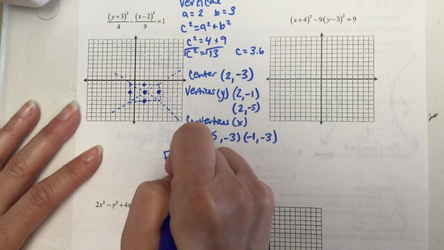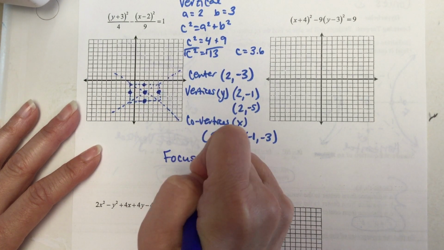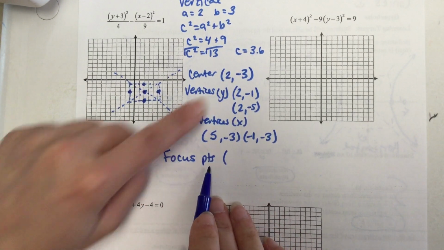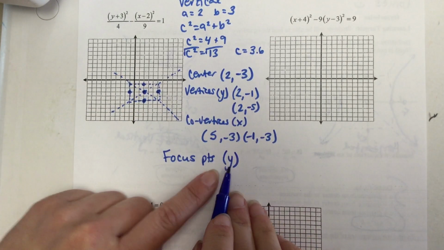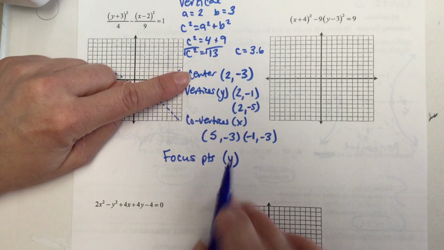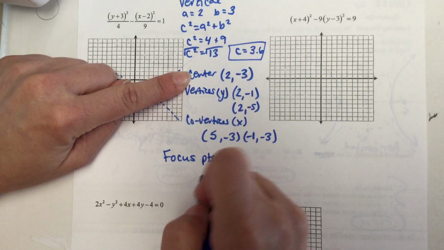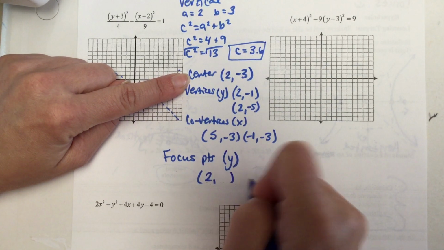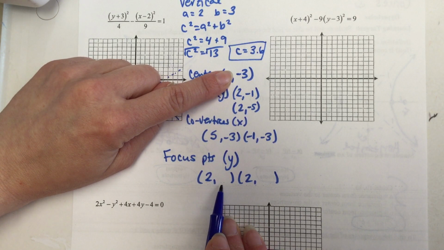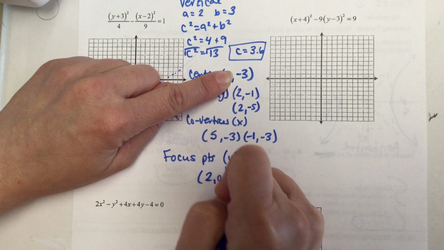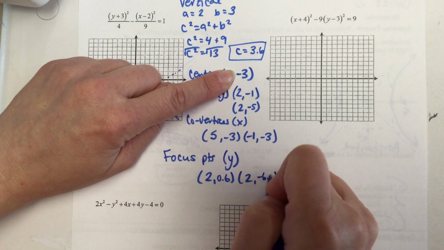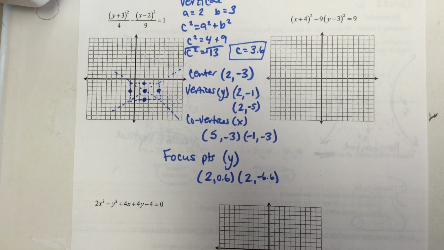Now you need to find your focus or your foci, focus points. Now your focus points, I always go with the vertices. My vertices, I change the y, so the focus points, you also change the y. And again, you always use the center. Focus points is 3.6. So I keep the x 2 for both of them. Now if I take -3 plus 3.6, I get 0.6. If I take -3 minus 3.6, I get -6.6. So those are the foci points.